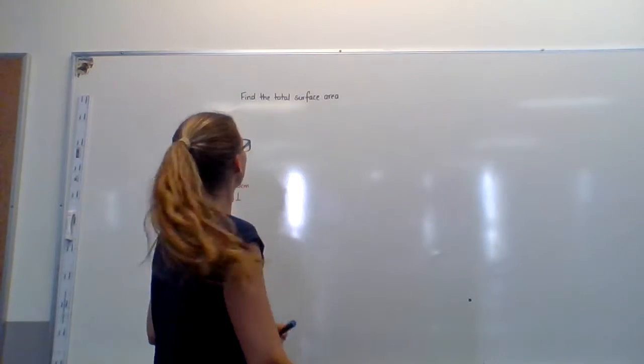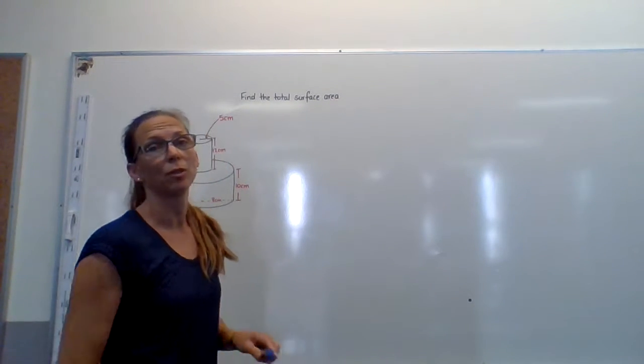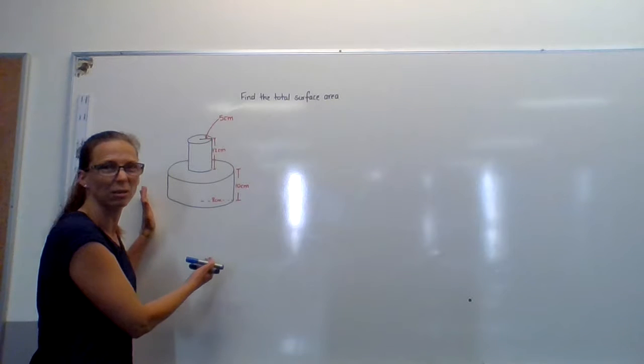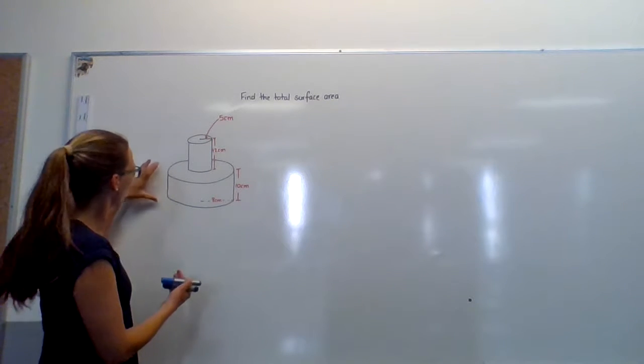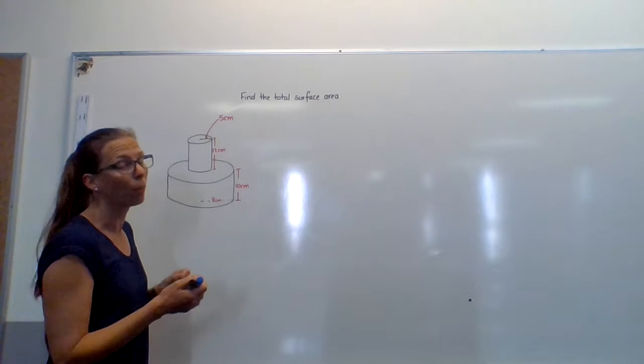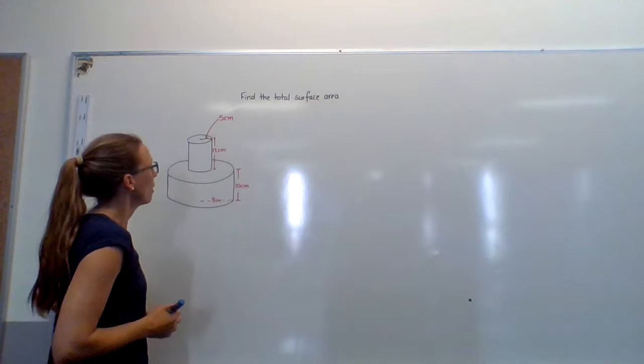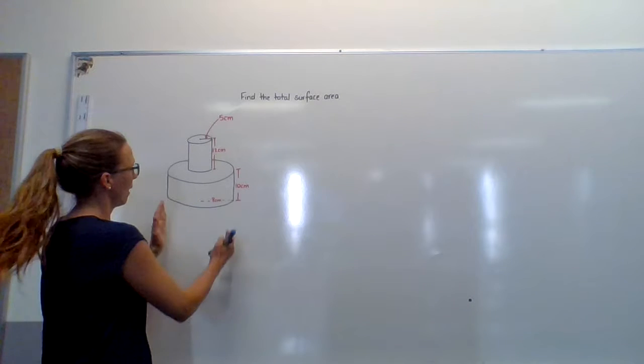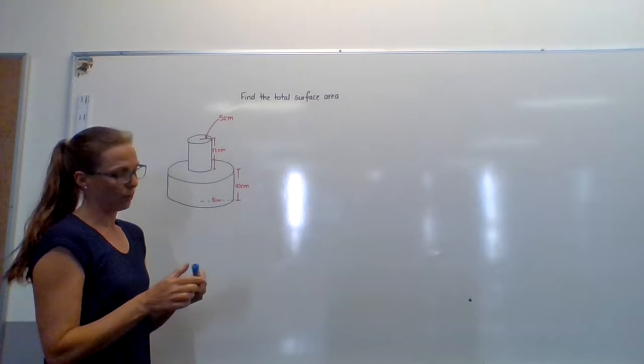G'day. So we're going to look at finding the total surface area of a shape. It looks a little bit like a cake, where it's got one cylinder at the bottom and a second cylinder at the top. We're going to start by looking at the bottom layer of the cake.